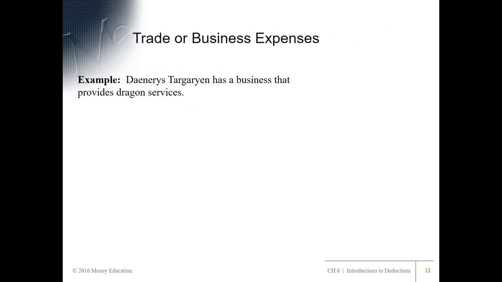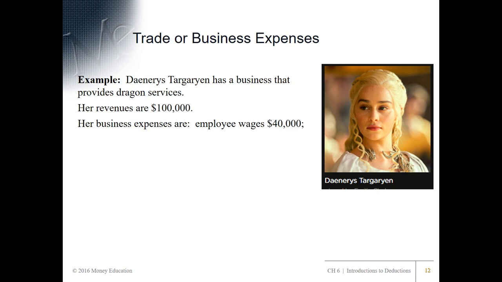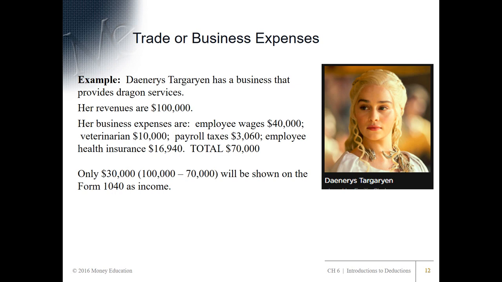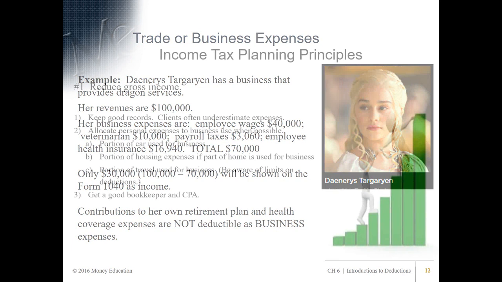Okay, trade or business expenses. Daenerys Targaryen has a business that provides dragon services. Her revenues are $100,000. Her business expenses are employee wages $40,000, veterinarian $10,000, payroll taxes $33,060, employee health insurance $16,940. Her total expenses are $70,000, so $30,000 will be shown on the Form 1040 as income. Now I want you to remember this $30,000, which is her profit shown on the income, and I want you to remember this payroll tax amount of $33,060. Now remember, contributions to her own retirement plan and health coverage expenses are not deductible as business expenses.